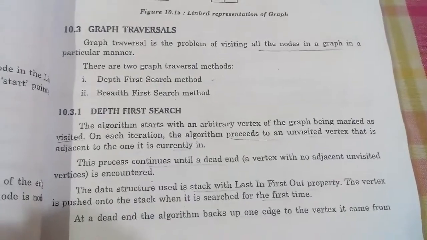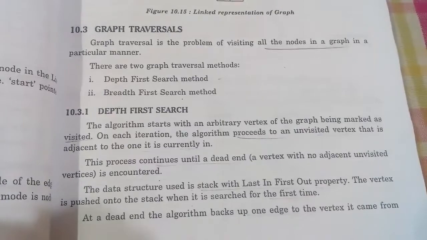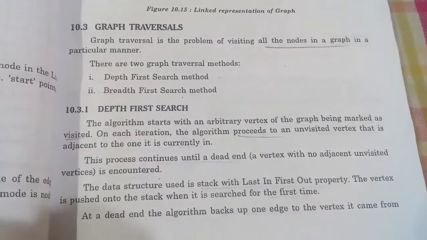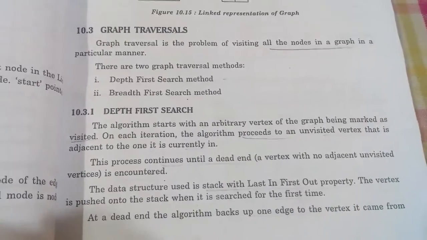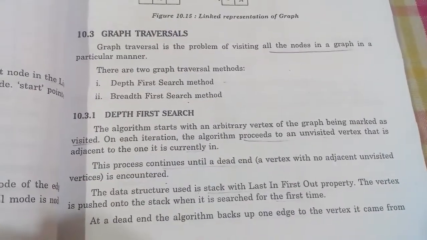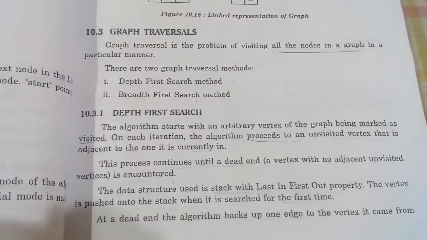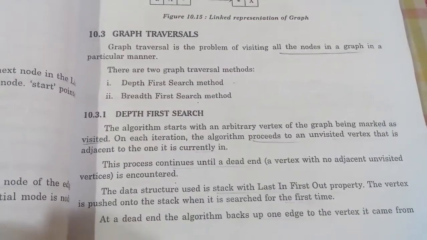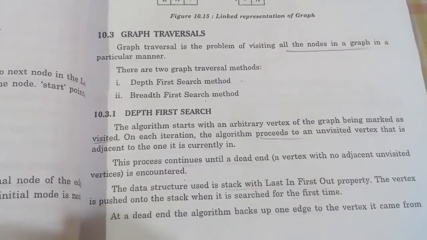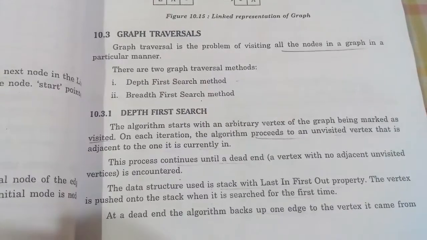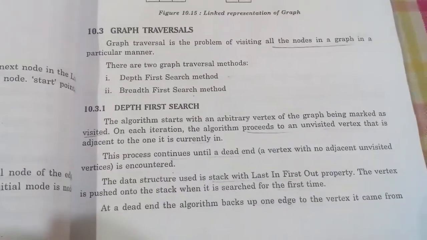So next, the important concept is graph traversals. Traversal is nothing but accessing each element exactly once. Graph traversal is the problem of visiting all the nodes in a graph in some particular manner. There are two methods of graph traversals: one is DFS and another one is BFS, depth first search and breadth first search. First I will be discussing DFS.